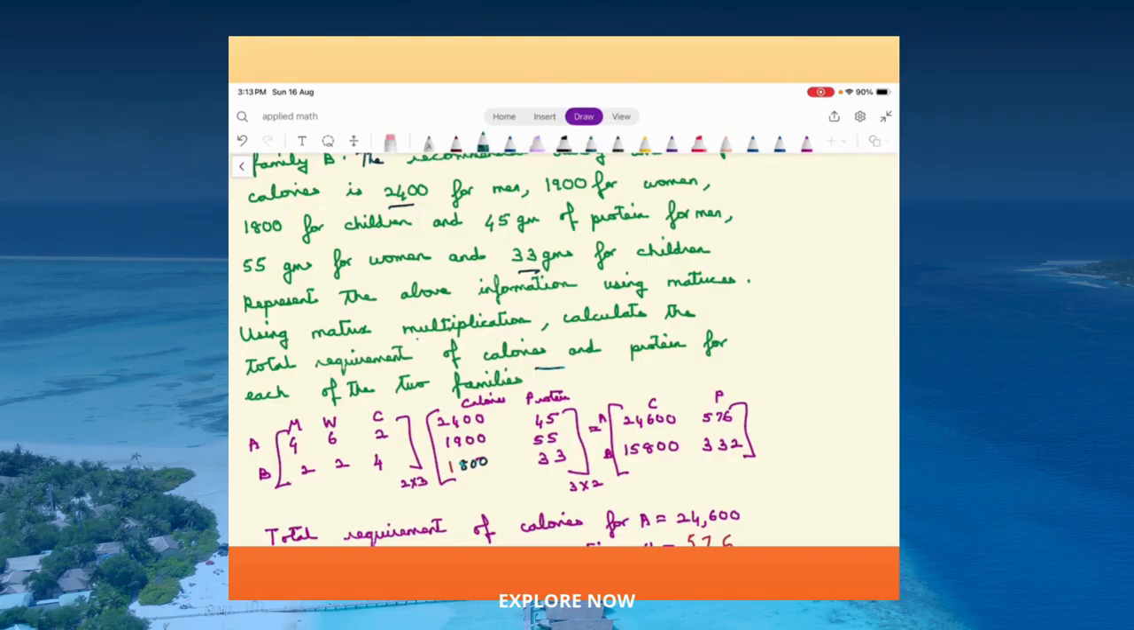When you multiply these, they can be multiplied because the first one is a 2 by 3 matrix. Second is a 3 by 2 matrix. So the product will be a 2 by 2 matrix. So when you multiply, this is what you get.